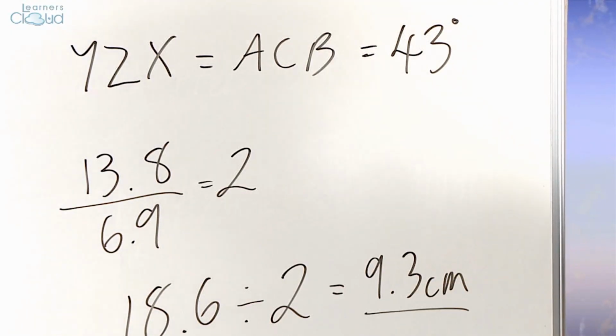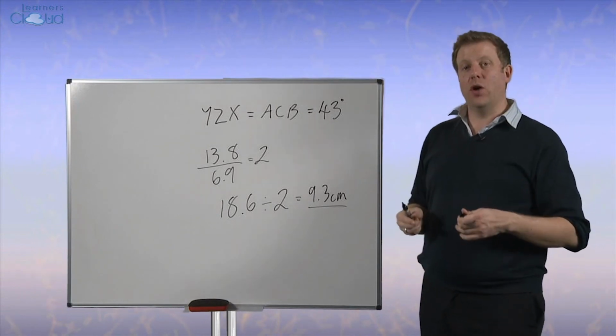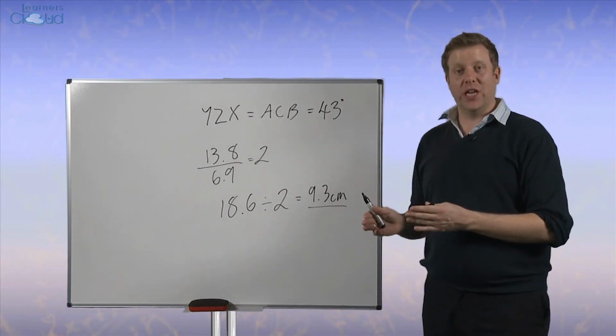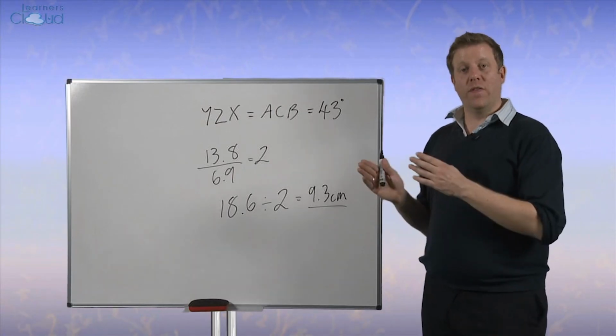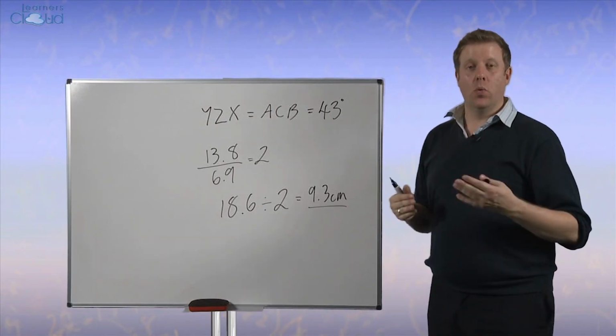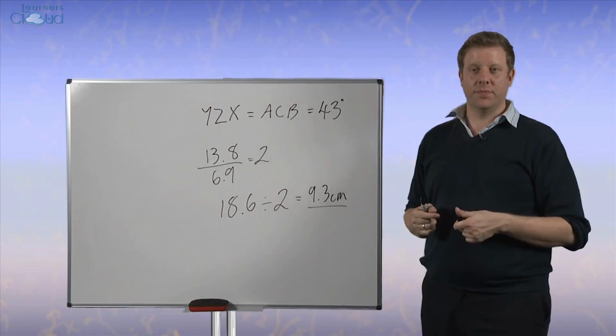9.3 centimetres. So our rule is therefore, when we go from a smaller to a larger shape, and we know the scale factor already, we simply multiply. When we go from the larger shape to the smaller shape, we divide by that scale factor.